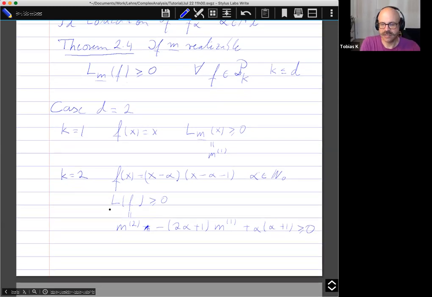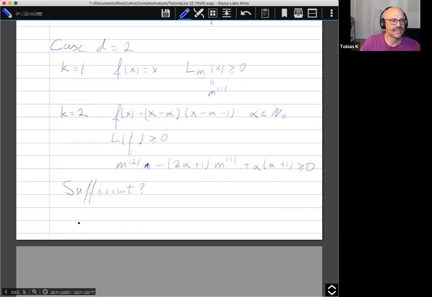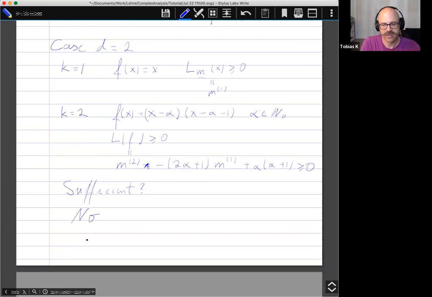Now we found a set of necessary conditions. Are these conditions actually sufficient? And the answer is no. I will create another condition. Assume I have M1 is equal to 0. Then what does it mean?